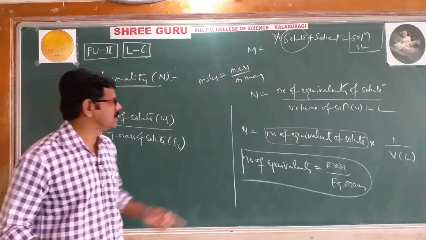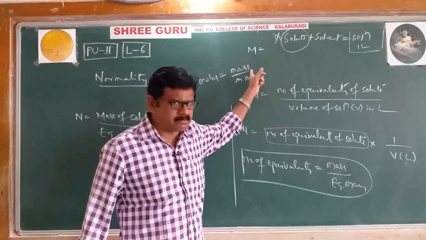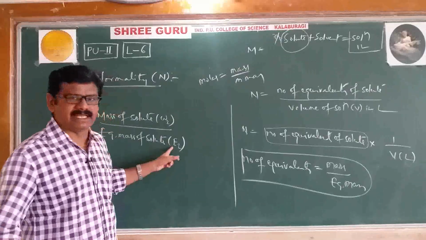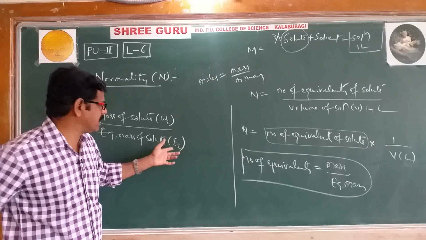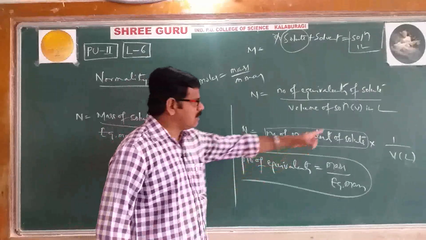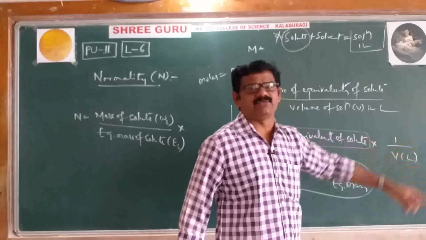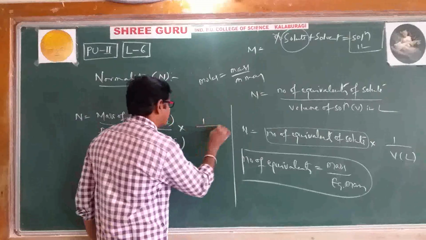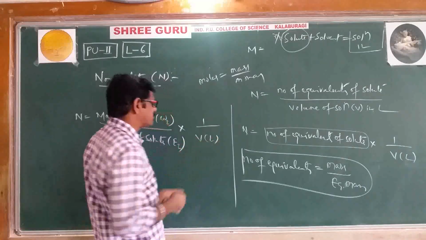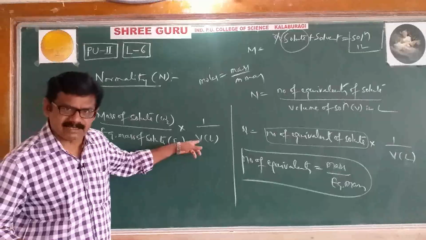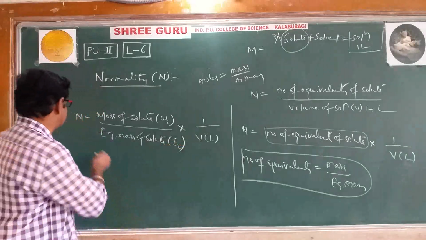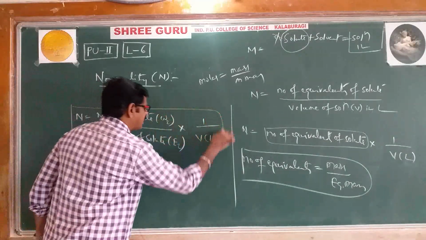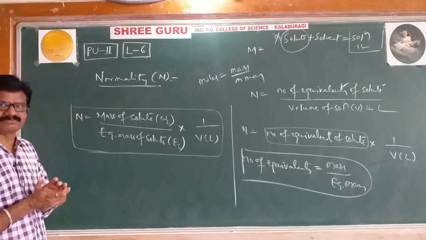Of course, that is our wish. Molar mass we have indicated with M2, and equivalent mass I am indicating with E2, it doesn't matter. Into 1 by volume of solution in liters, 1 by V in liters. What is V? V is nothing but the volume of solution in liters. This is the formula for normality.